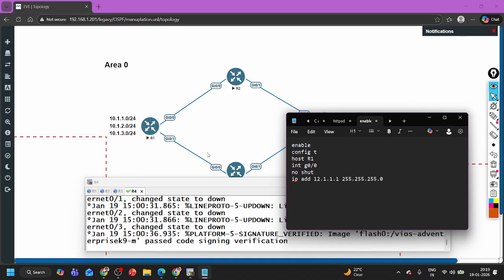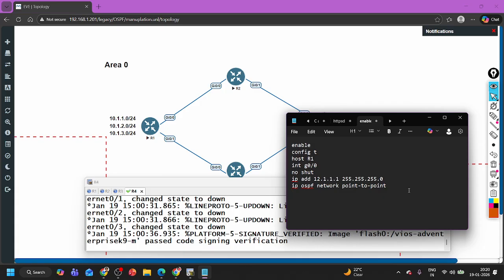12.1.1.1. By default, the OSPF network type on an Ethernet link is broadcast. On a broadcast network, the router always performs DR and BDR election. But here DR and BDR are not required. How will I avoid that? By changing the OSPF network type. So the network type is going to be point to point here.